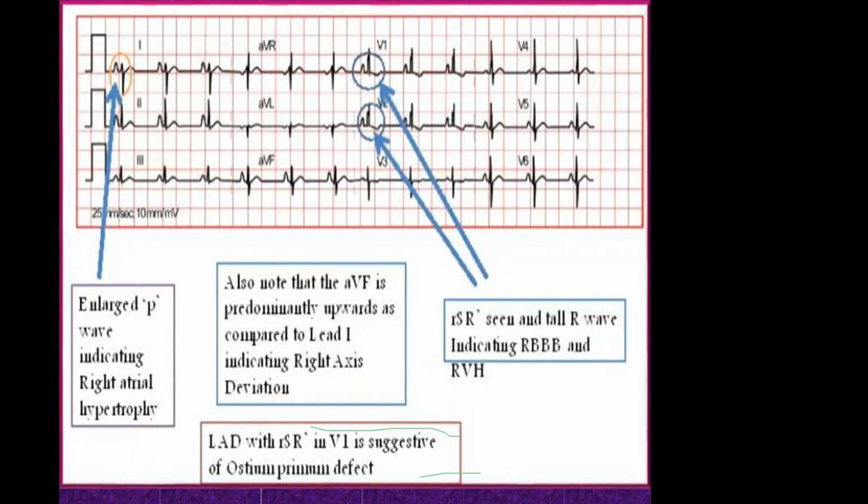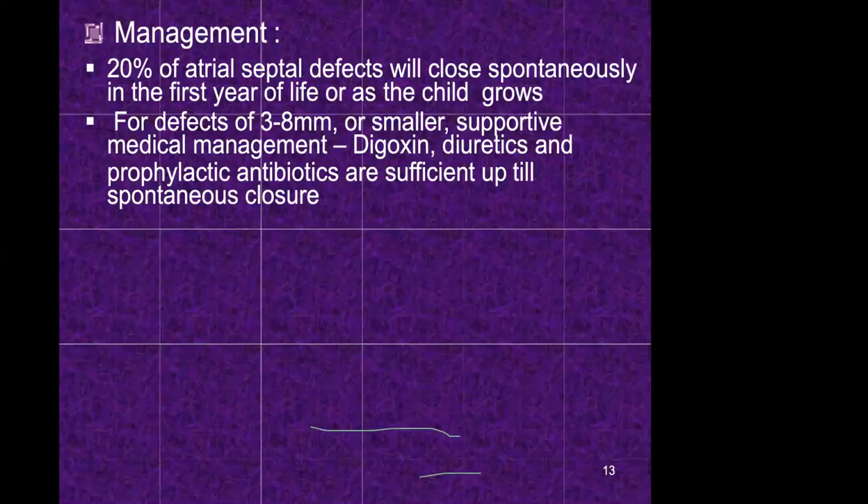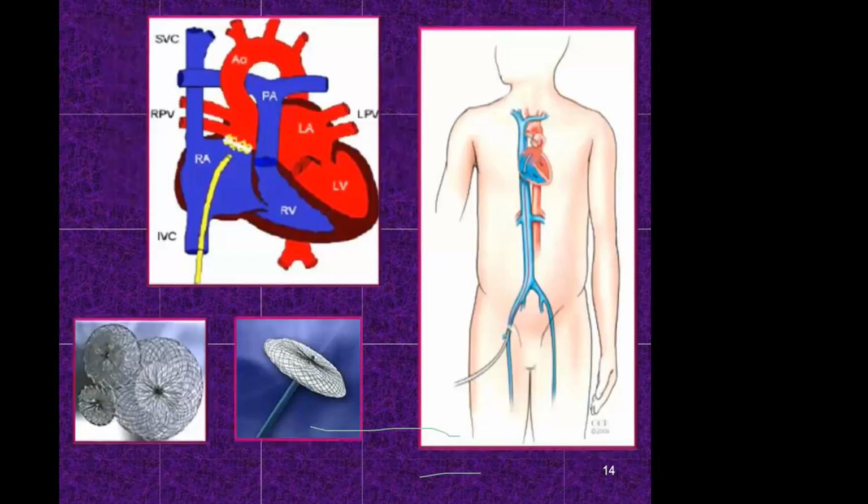Anyways, regarding the management, most of the babies by the end of the first year itself, it will close. However, if the baby's heart hole size is like 3 to 8 millimeters, they may need supportive medical management using digoxin, diuretics, and also prophylactic antibiotics. A lot of times it may get closed as well with the passage of time. However, if the defect is more than 8 millimeters, surgical repair will be needed.